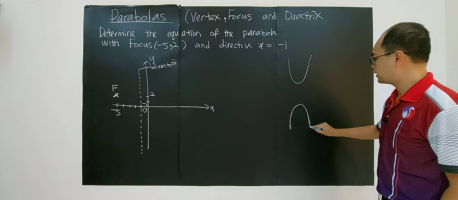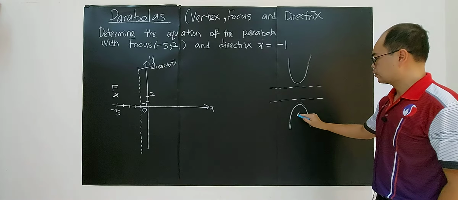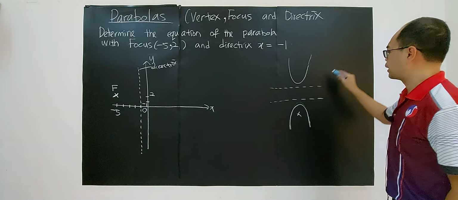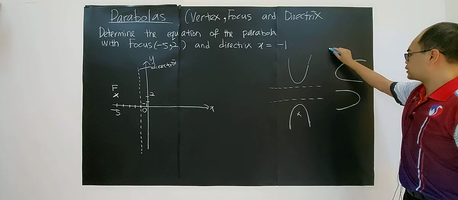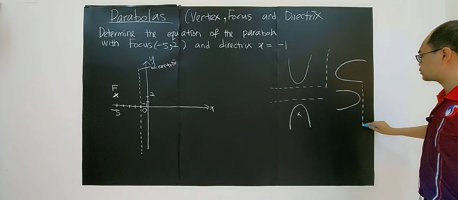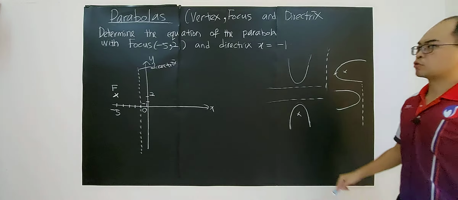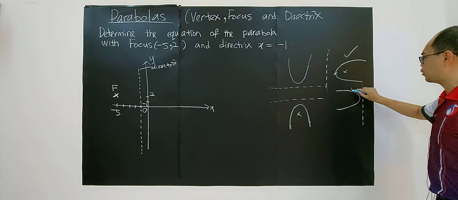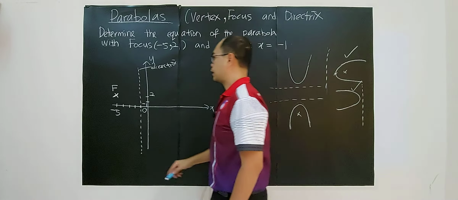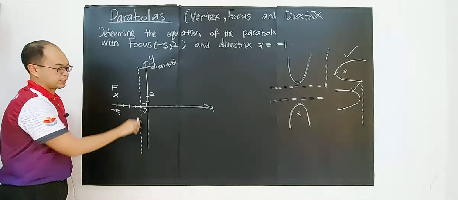Open up or open down, the parabola will have a horizontal directrix, right? Focus, directrix. But if the parabola is open to the right or open to the left, they have a vertical directrix, right? Focus, vertex, directrix. So clearly this type of parabola is either open to the right or open to the left, right? Because you see that this is the directrix here, right? This is the directrix here.